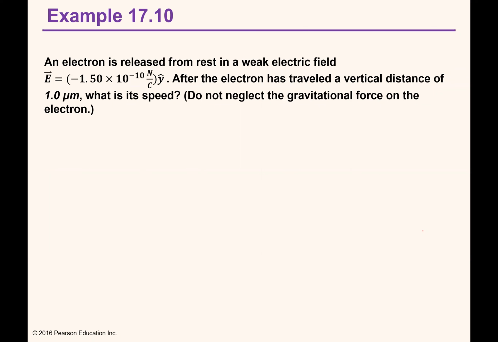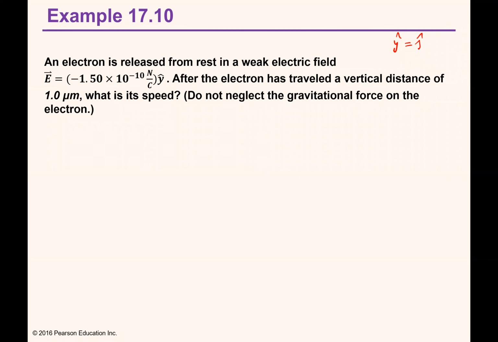All right, here's another example. We have an electron released from rest in a weak electric field, and we're given the magnitude of the electric field: E equals negative 1.5 times 10 to the negative 10 Newton per Coulomb y hat. By the way, y hat is the same as j hat, another way of writing the vertical direction.